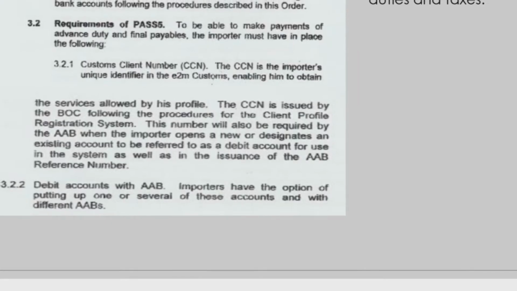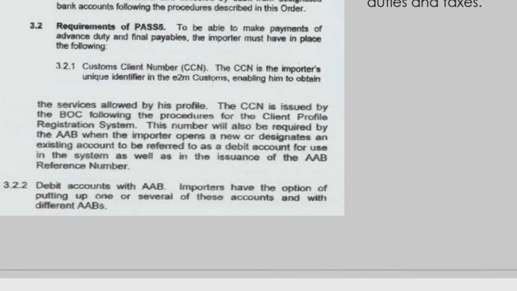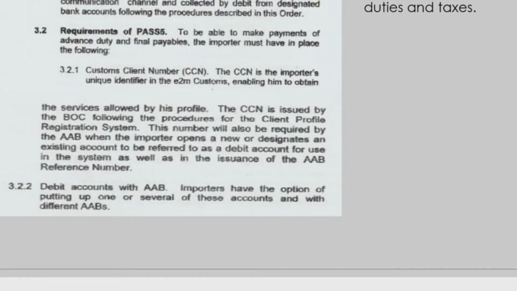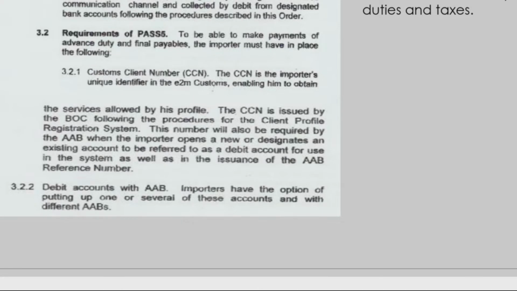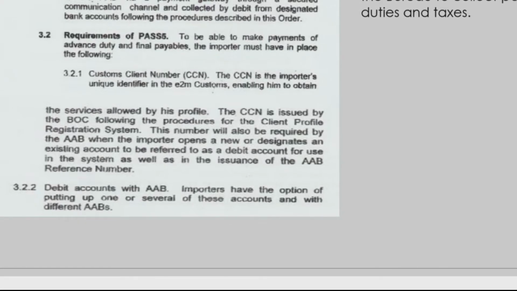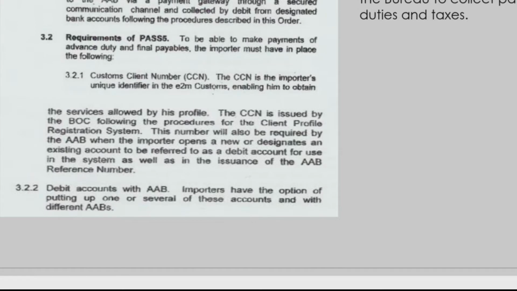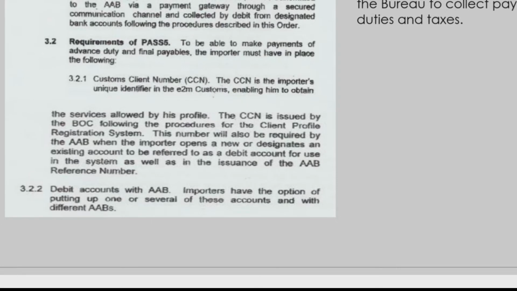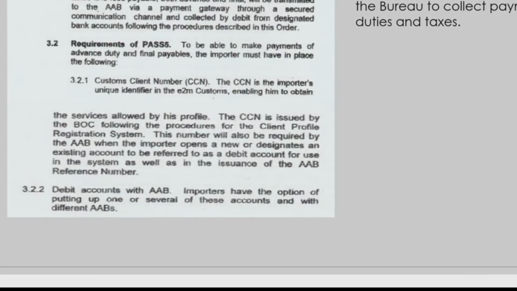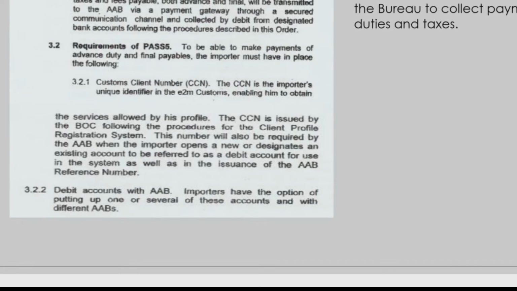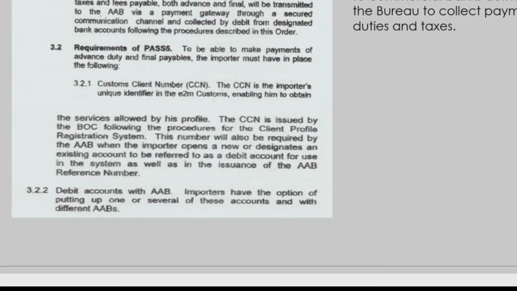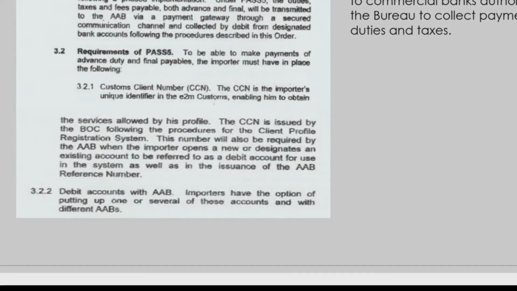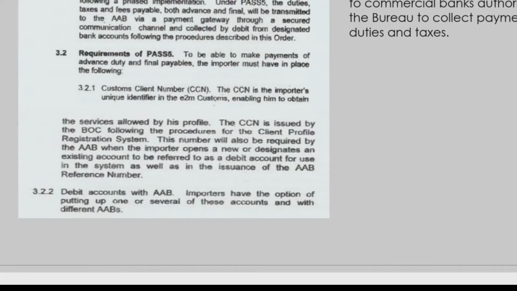Requirements of PASS5. To be able to make payments of advance duty and final payables, the importer must have in place the following. Number 1, Customs Client Number or the CCN. The CCN is the importer's unique identifier in the E2M customs, enabling him to obtain the services allowed by his profile. The CCN is issued by the BOC following the procedures for the Client Profile Registration System. This number will also be required by the authorized agent bank when the importer opens a new or designates an existing account to be referred to as a debit account for use in the system, as well as in the issuance of the authorized agent bank reference number.